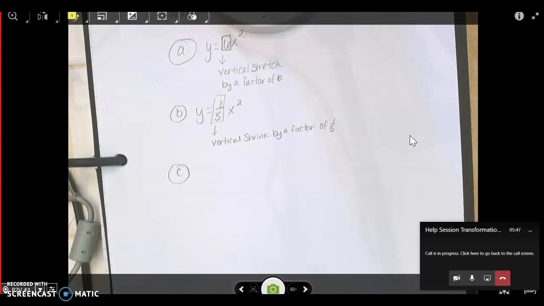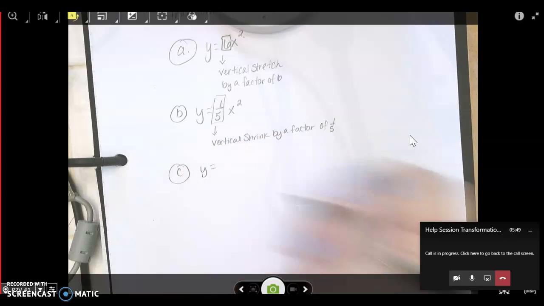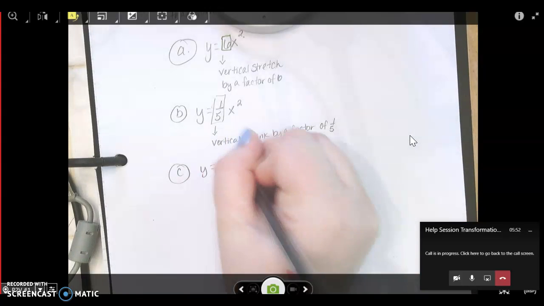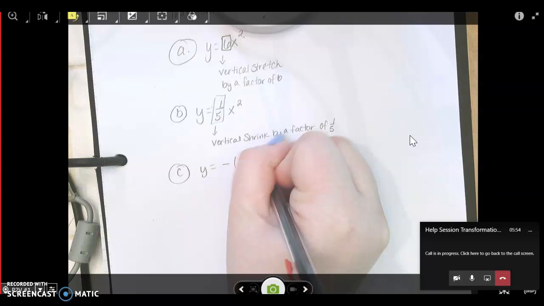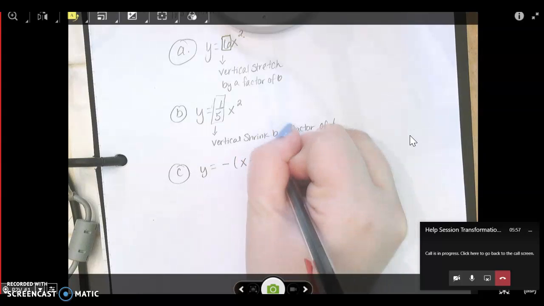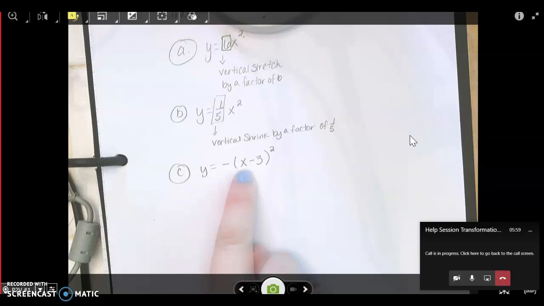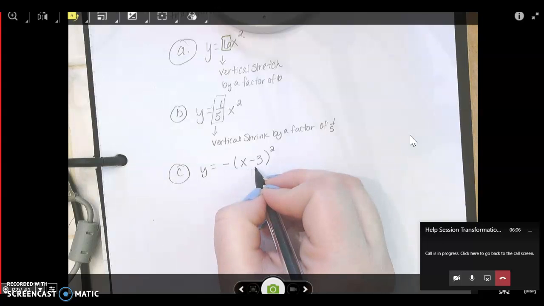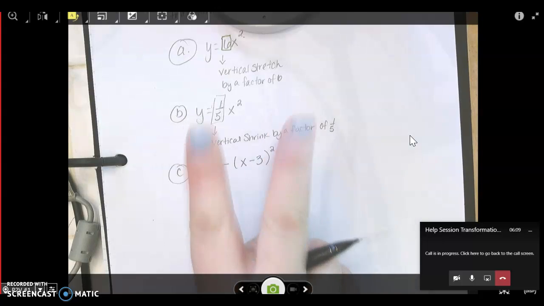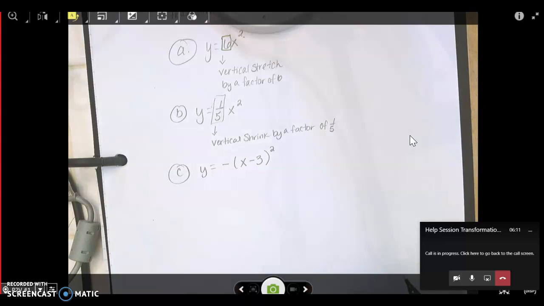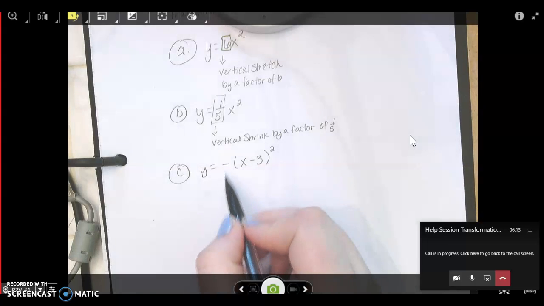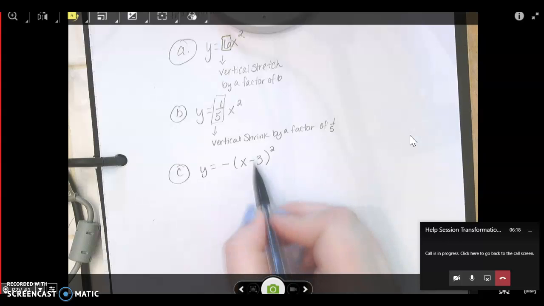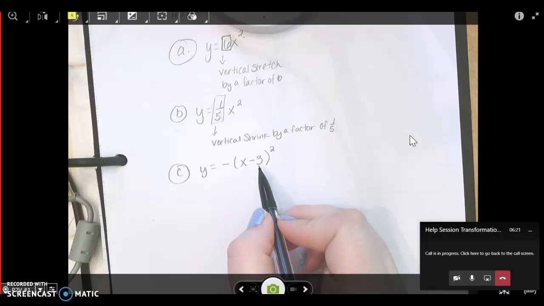All right, letter C, it says y equals negative x minus 3 squared. So when you compare this to y equals x squared, you have a negative in front and you have a minus 3 in parentheses with the x. Okay, so there's two things that are happening. You're multiplying by a negative here, and on the inside of the parentheses with the x, you're subtracting 3.